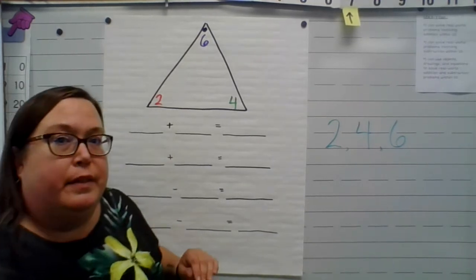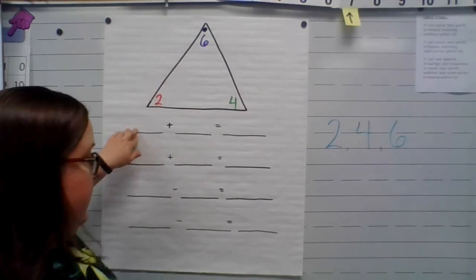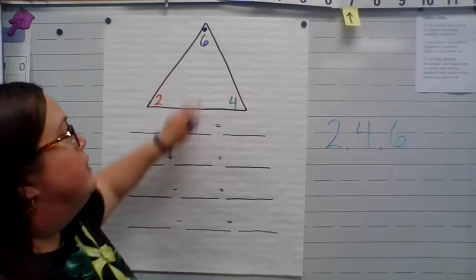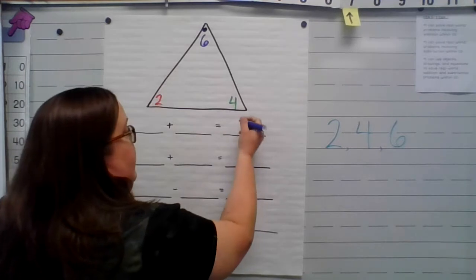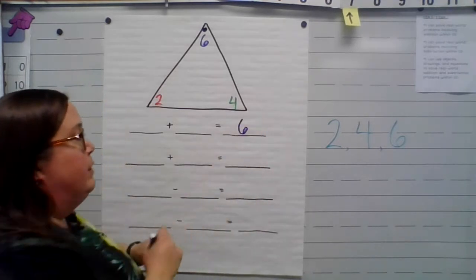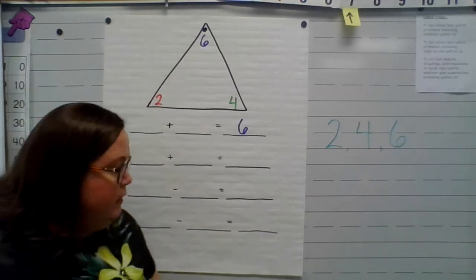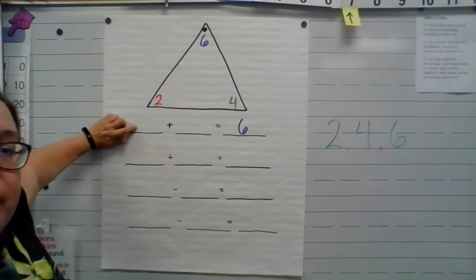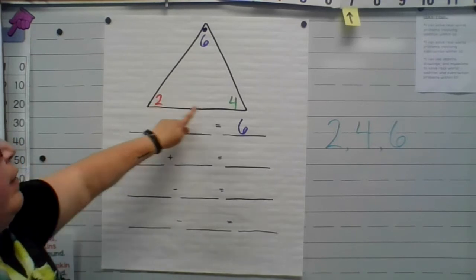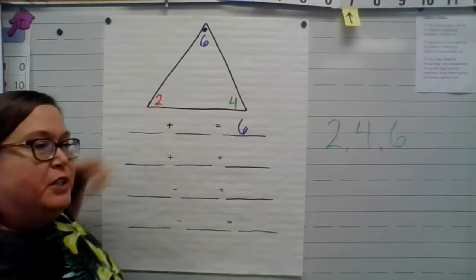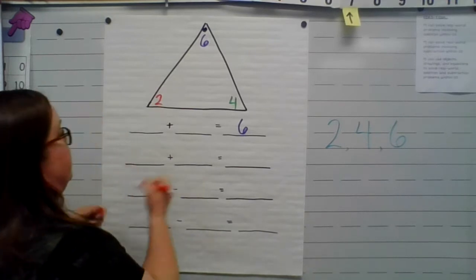Now I'm going to start with the first addition sentence right here. We're going to write the 6 first, because in addition problems, I know the biggest number is the answer. It goes after the equal sign, so I'm going to put the 6 there. Now, to make the rest of this number sentence, I'm going to use the 2 and the 4. I'm going to put the 2 in here.